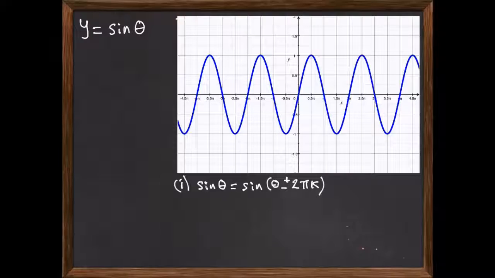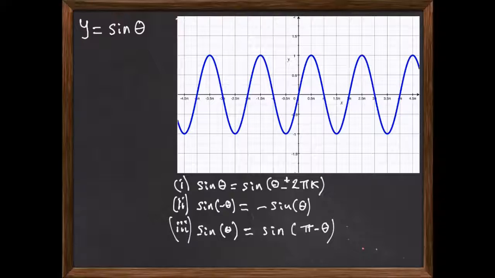Now let us compare the graph to the right of the y-axis with the graph to the left of the y-axis. Our observation is that the sine of minus theta equals minus the sine of theta. A third very useful observation from this graph is that sine theta is equal to sine of pi minus theta.